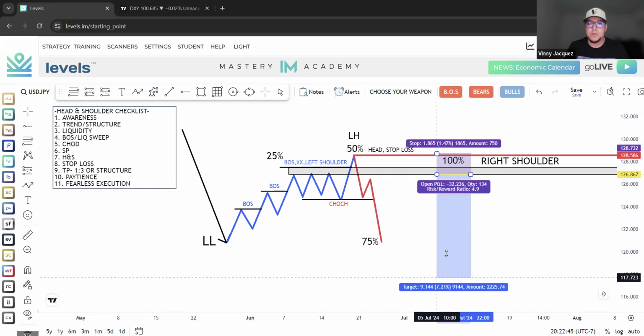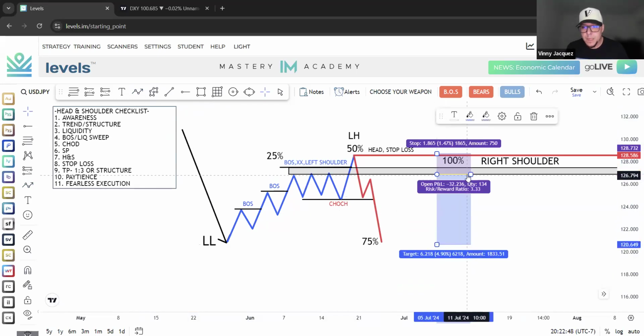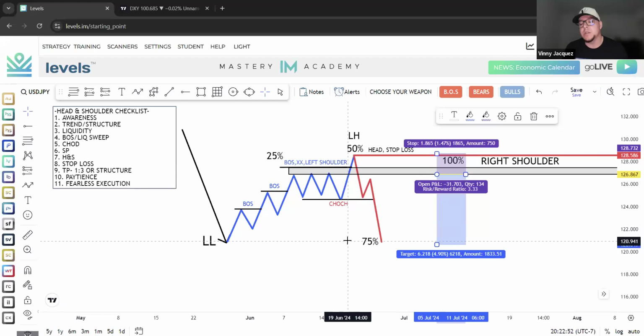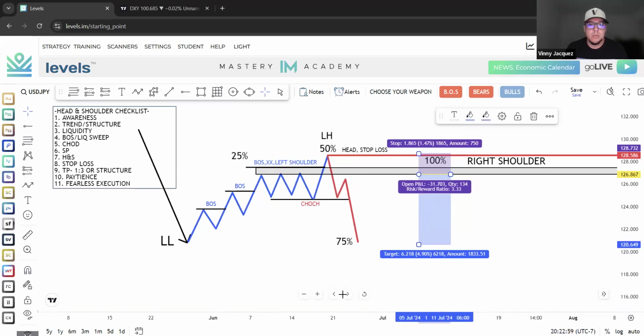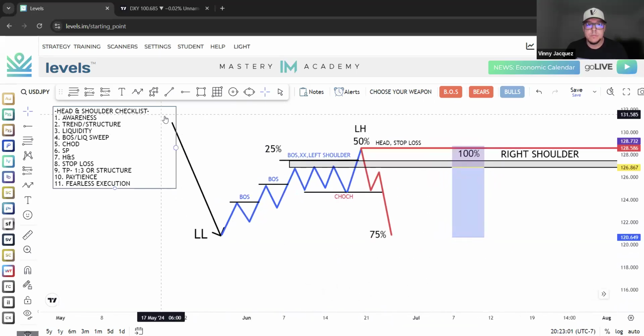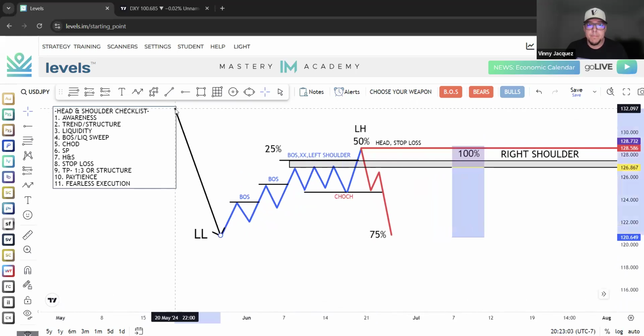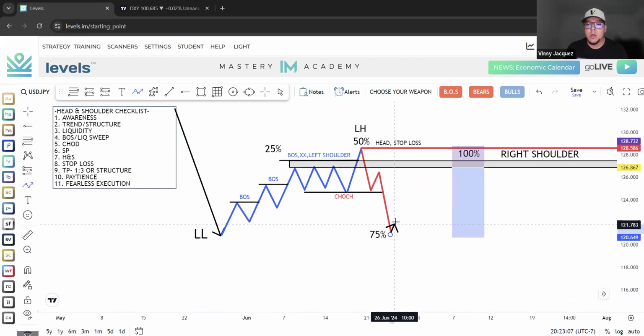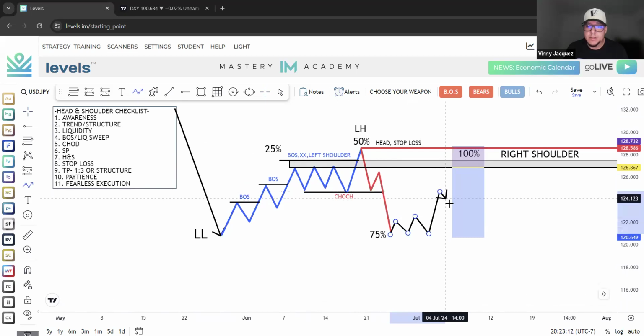Minimum 1 to 3 risk to reward. Yes, we can chase lower targets if we want because we're looking to take the trend, right? But at the end of the day, guys, 1 to 3 risk to reward is all that your boy needs, right? So once the market comes back into this area, guys, I'm not looking to hesitate. Market is on its way. Awesome. I've been waiting for this. Give it to me, right?